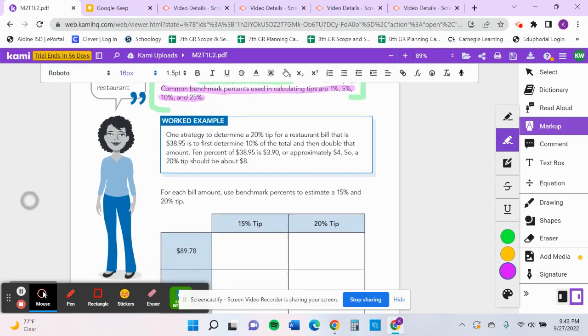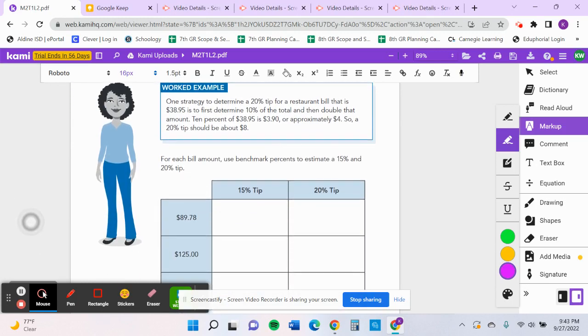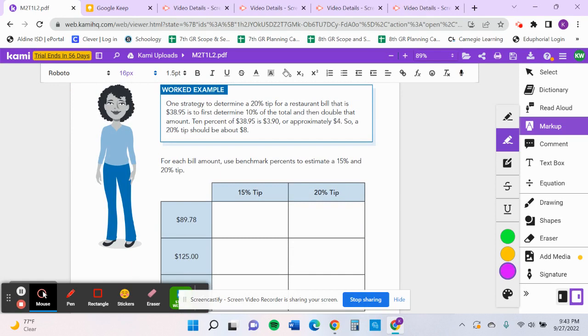Now let's take a closer look and practice using benchmark percents. I'm looking at the worked example, and I'm reading. One strategy to determine a 20% tip for a restaurant bill that is $38.95 is to first determine 10% of the total and then double that. 10% of $38.95 is $3.90, or approximately $4. So a 20% tip should be about $8.